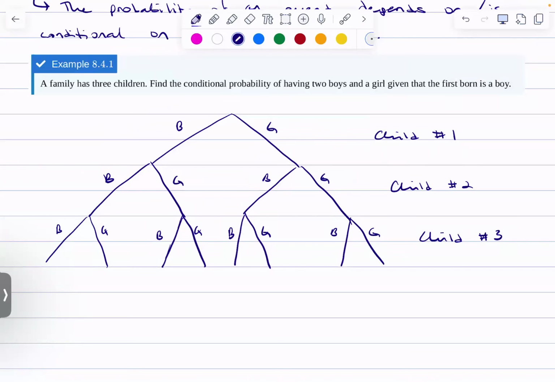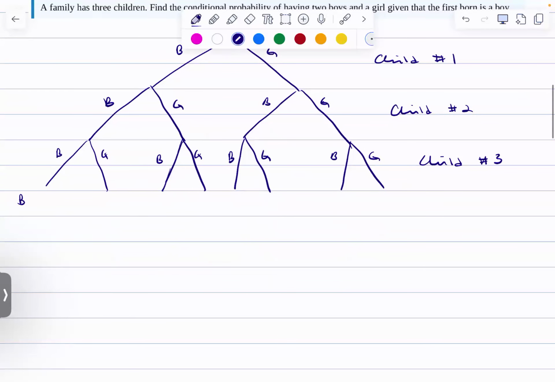So what is our sample space? Well, it's the combination of outcomes in this case at the end. Boy, boy, boy. Boy, boy, girl. Boy, girl, boy. Boy, girl, girl. Girl, boy, boy. Girl, boy, girl. Girl, girl, boy. Girl, girl, girl. That's our sample space.